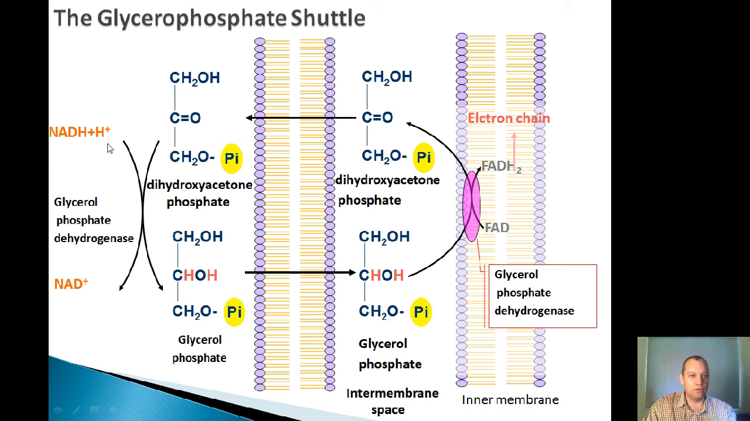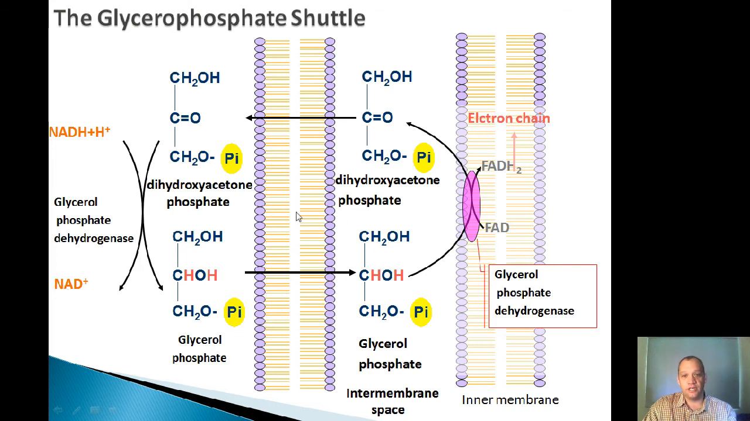So we start off with our NADH. This is the NADH, as I said, that is produced at step 6 of glycolysis. And through the enzyme glycerol phosphate dehydrogenase, dihydroxyacetone phosphate is turned into glycerol phosphate, and the NADH is turned into NAD+. This is on the cytoplasm side, and now this NAD+ can take part in glycolysis again.